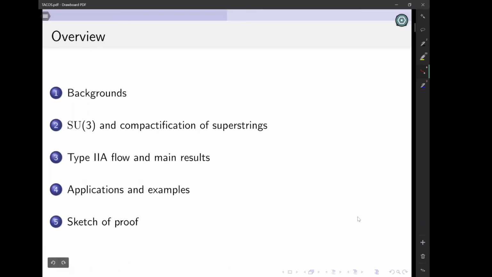So here's my plan of talk today. First, I will give a brief introduction to the backgrounds of my talk. As you can see from my title, there will be two parts of my talk. So this is the first part. It's about SU3 structures, and in particular, how SU3 structure arises from superstring theory.